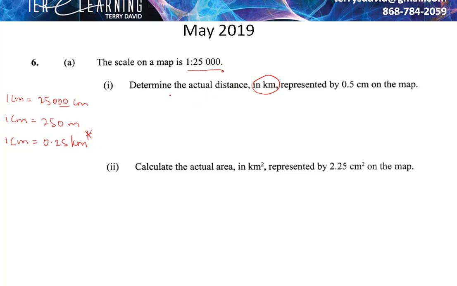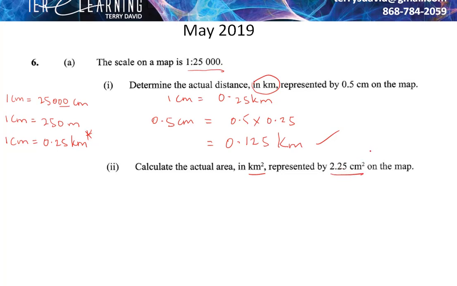So I know that 1 cm is equal to 0.25 kilometers. Therefore 0.5 cm is simply equal to 0.5 multiplied by 0.25, which will give me 0.125 kilometers, right? So that's my answer for the first part. Now they want the actual area in kilometers squared, represented by 2.25 cm squared on the map.